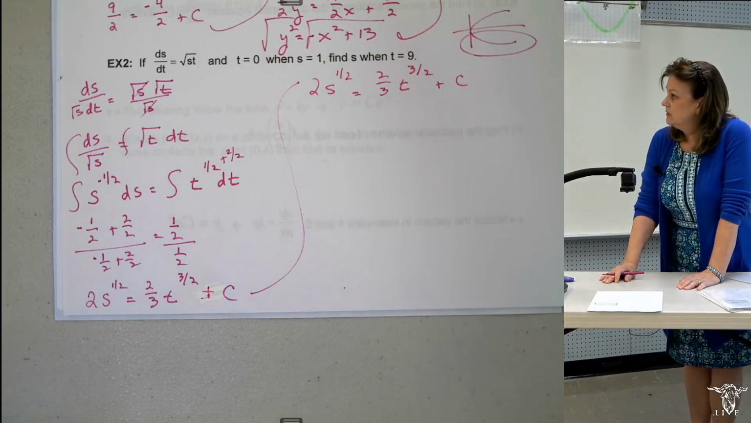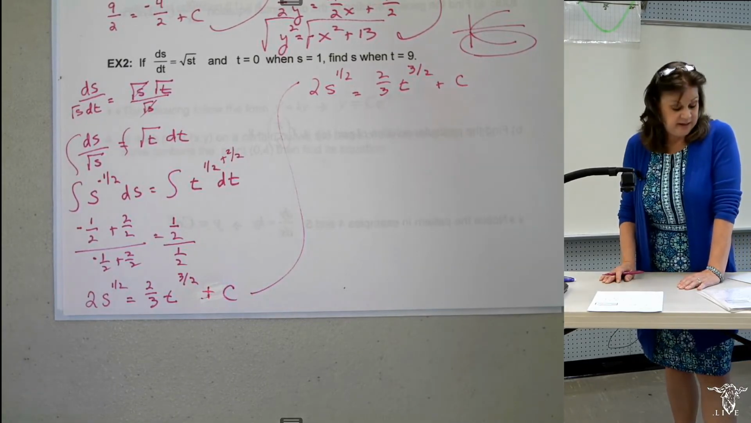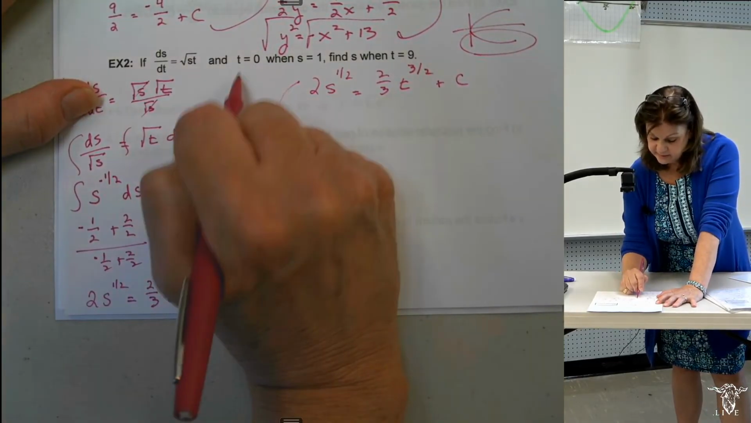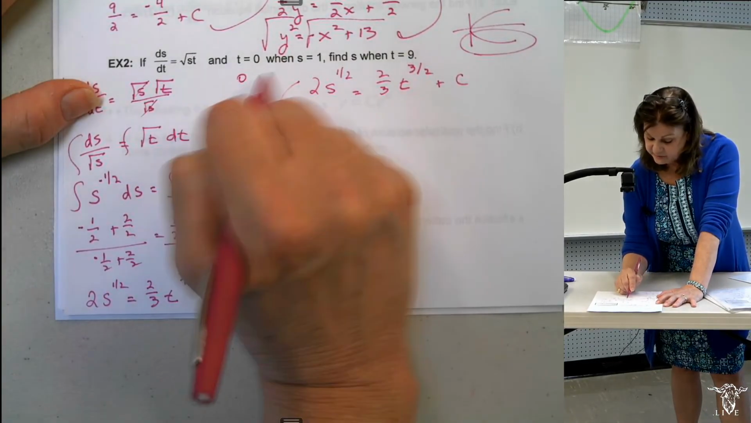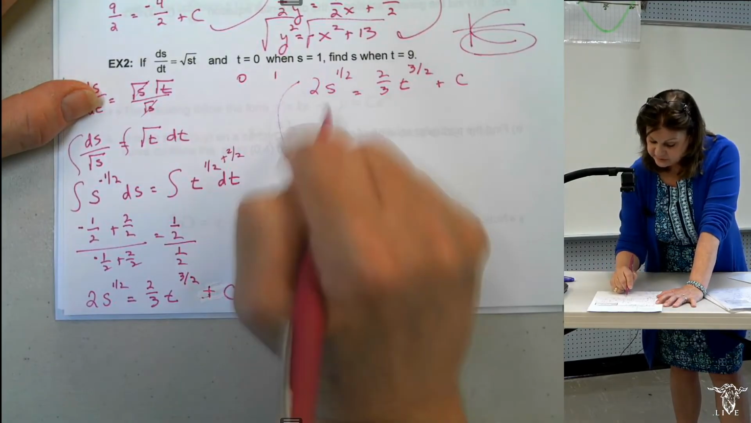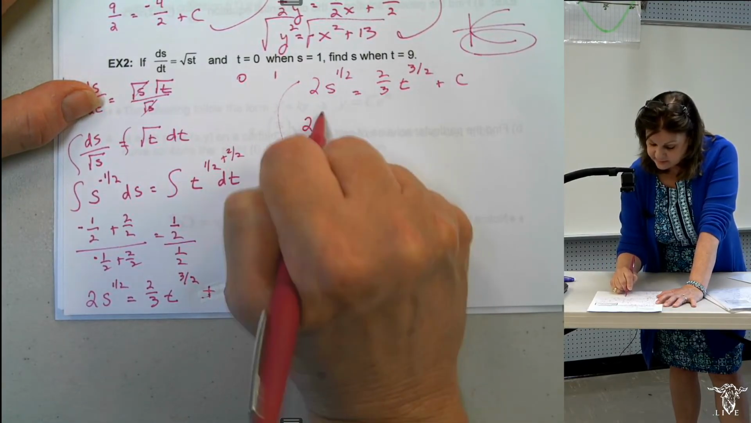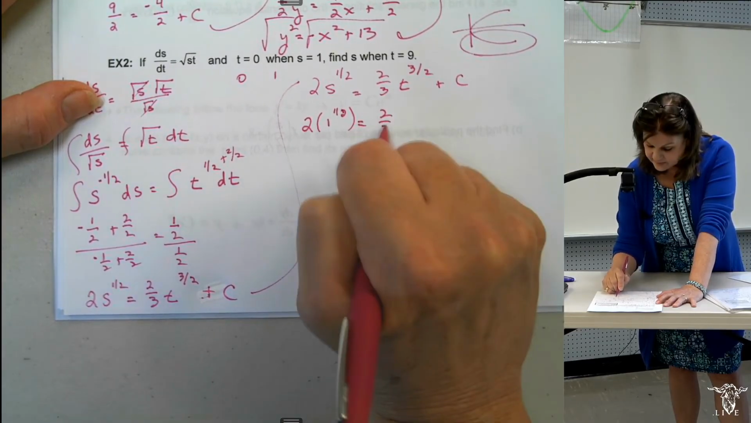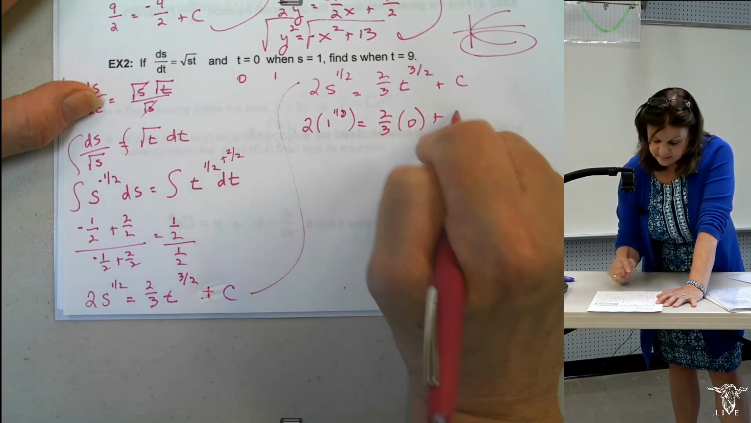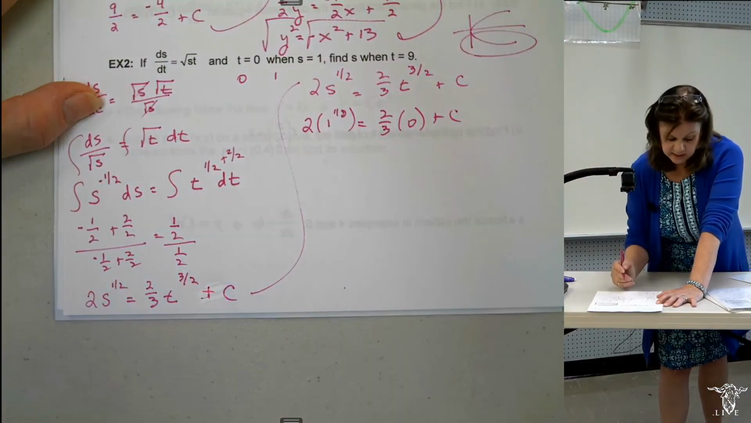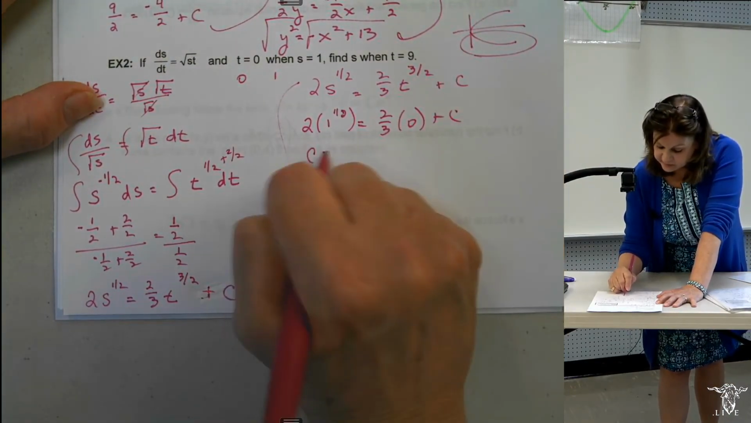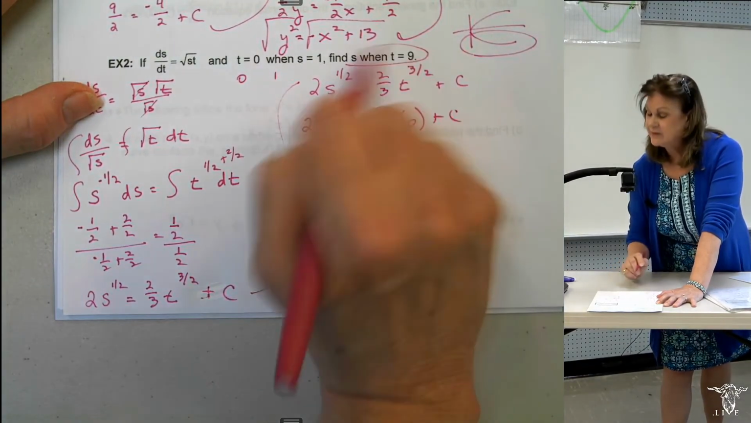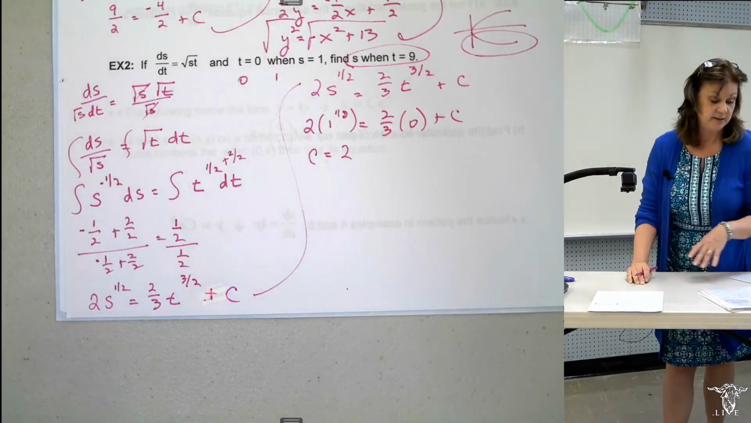Now, they're telling us t equals 0 when s equals 1. So we've got an initial condition right here of a t value and an s value. So we are going to plug that in, and you end up with a c value of 2. But they also want to know, what is s when t equals 9?